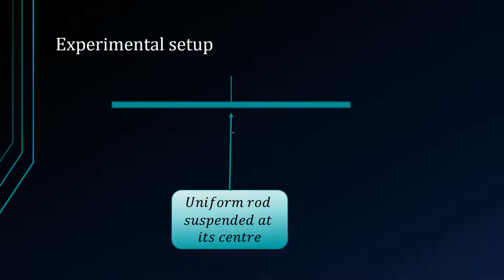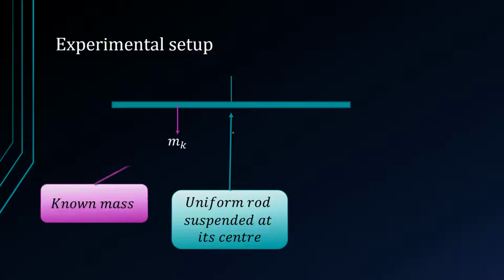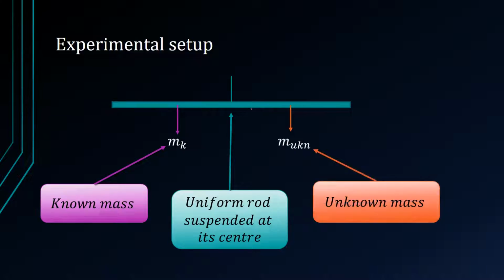Once you do that, you're going to find a mass that you know and suspend it at one point, a known distance away from the pivot itself. It could be a given metal mass, or pieces of plasticine, or any kind of material that you need to use as a known mass. Then you're going to be given an unknown mass, and you're going to attach it at some point along the other side so that it balances the known mass.